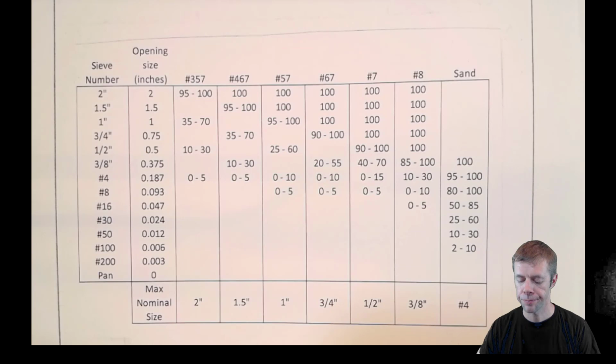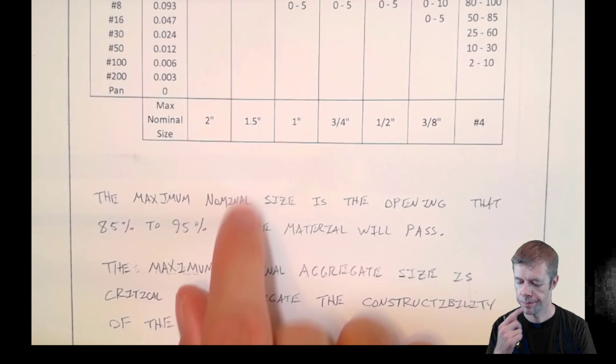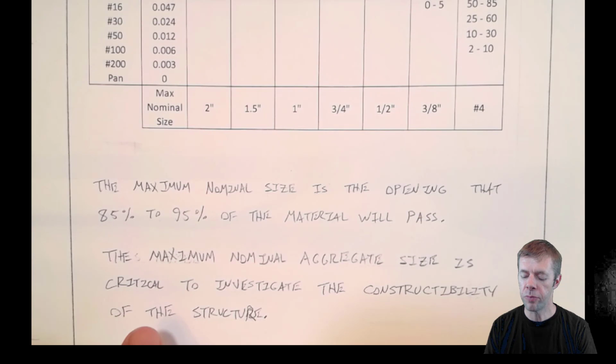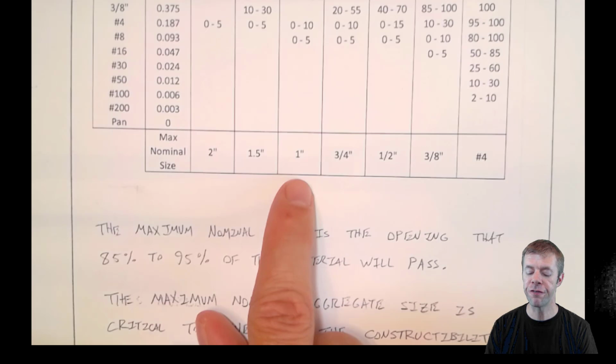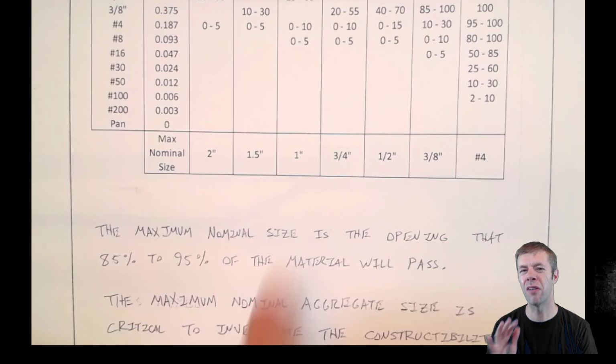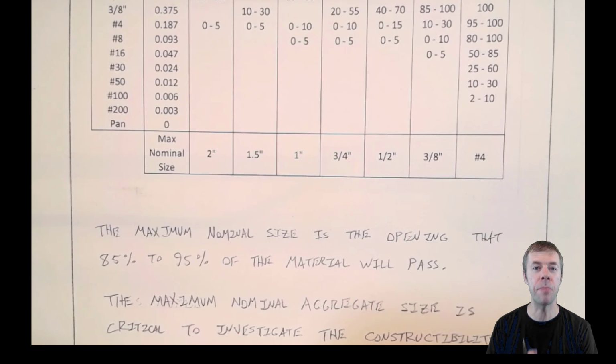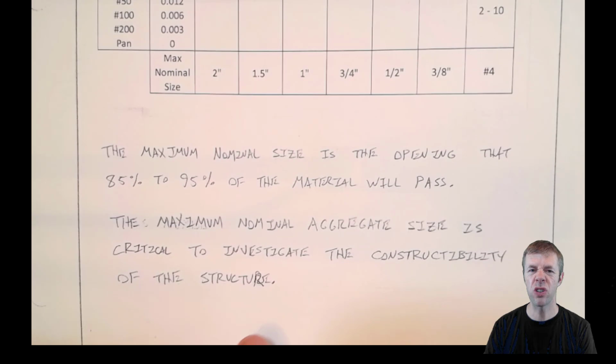Let's jump in more at this maximum nominal aggregate size. Typically, this is defined as the amount of material that has 85 to 95% pass that sieve size. That means there's only supposed to be between 5 and 15% of this one size. Usually it's around 5%, 5 to 10% of that size. That's kind of like the maximum top end. And this is critical when we look at the constructability of different types of structures.